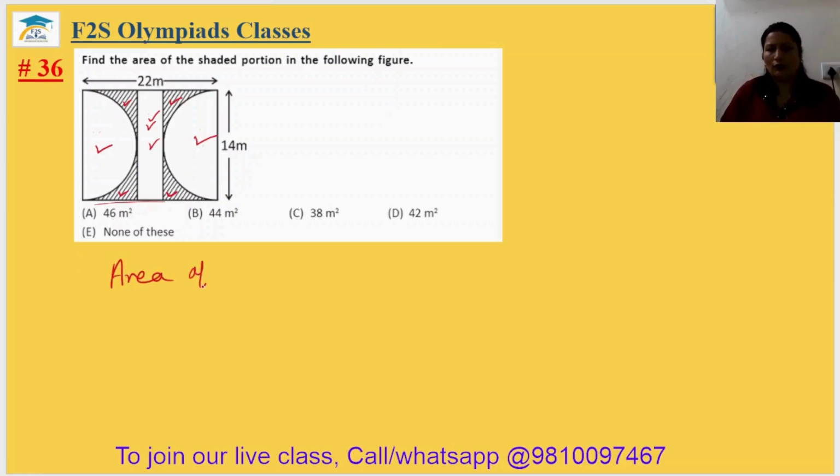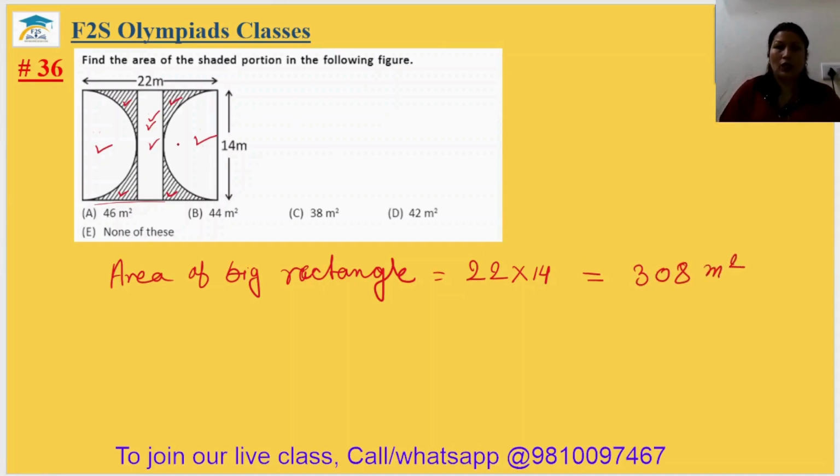Area of big rectangle. That is your 22 multiplied by 14, length into breadth. So 22 multiplied by 14, that will be your 308 meter square. Okay.